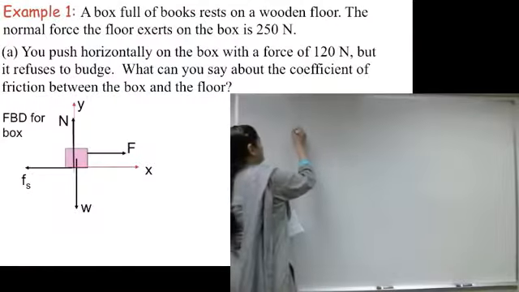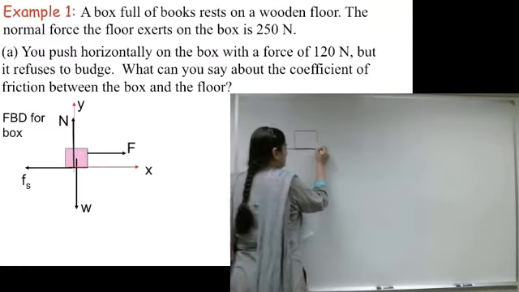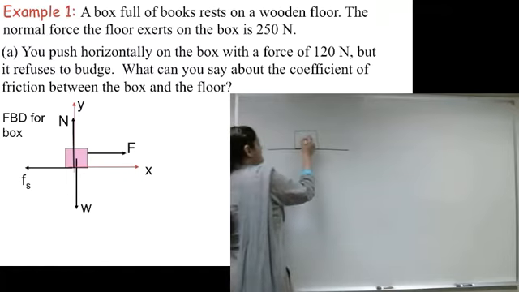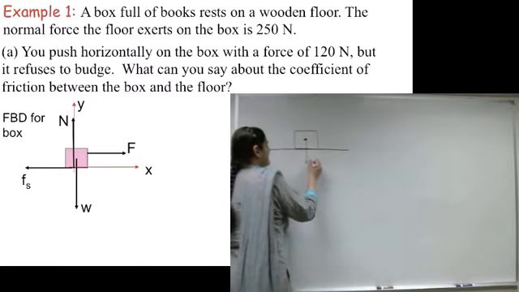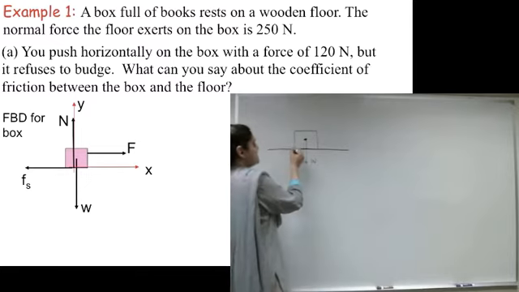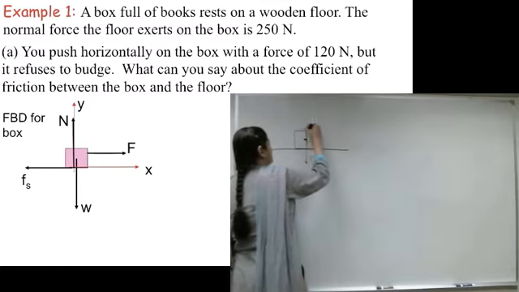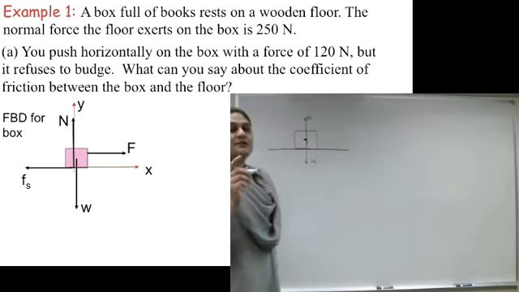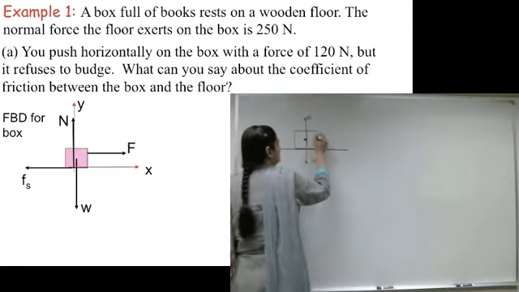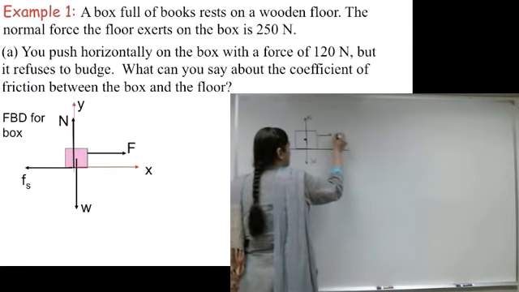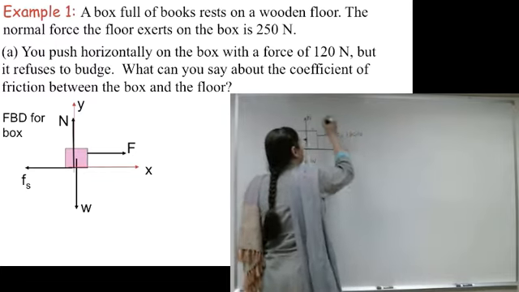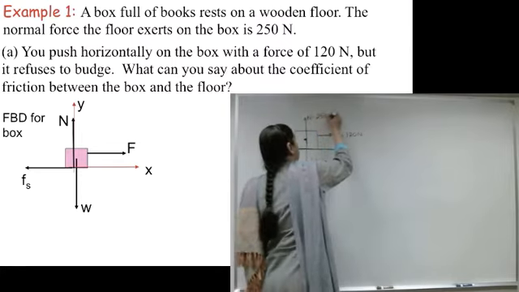So here's my box full of books, right? And it's sitting on a floor. What is the one thing that I can absolutely for certain say about my box? Well, there is always going to be a weight that is acting downwards. And since these two surfaces are in contact, I can always say that there will be a normal force that is acting upwards. Now it says that you push horizontally with a force of 120 newtons. So let's say you push it in this direction. And it is 120 newtons by which you pushed it. And your normal force is 250 newtons.